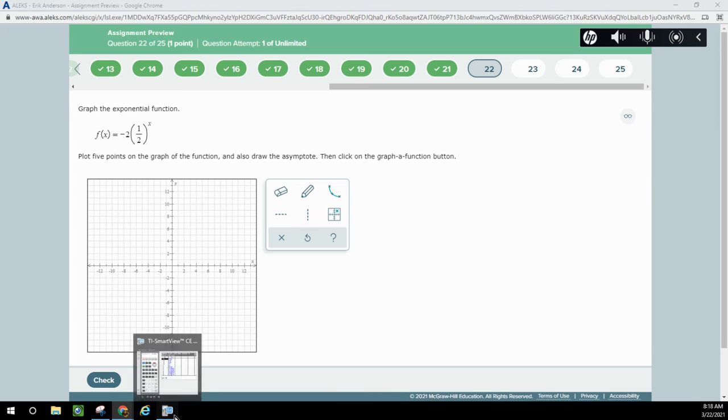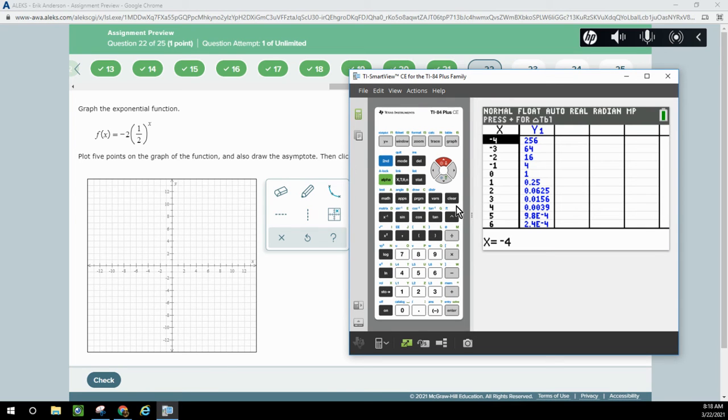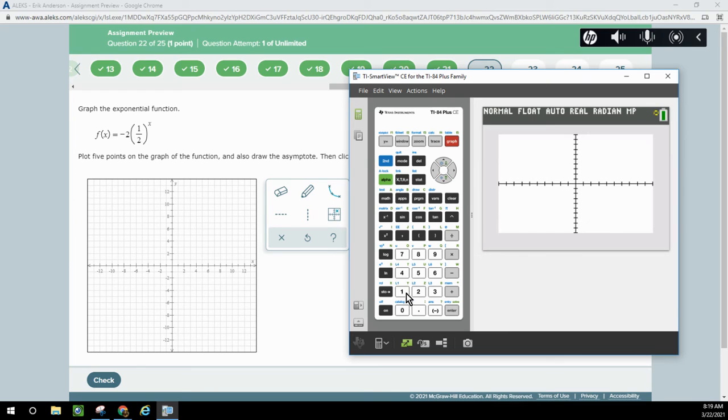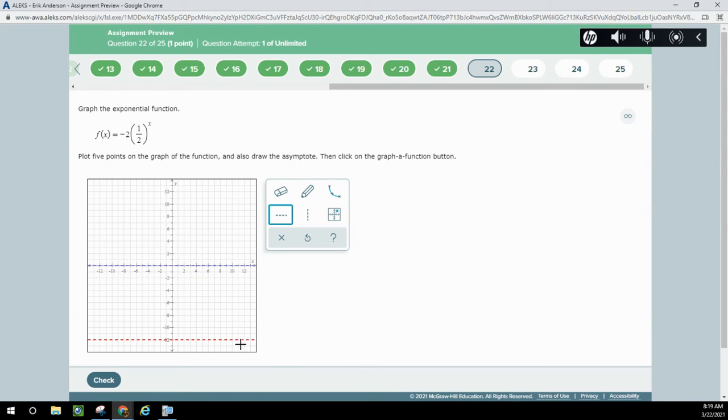Negative 2 times 1/2 to the x. Negative 2 times 1/2 to the x. And also draw the asymptote. So it's going this way. The asymptote is at y equals 0. I'm just going to draw that right away.